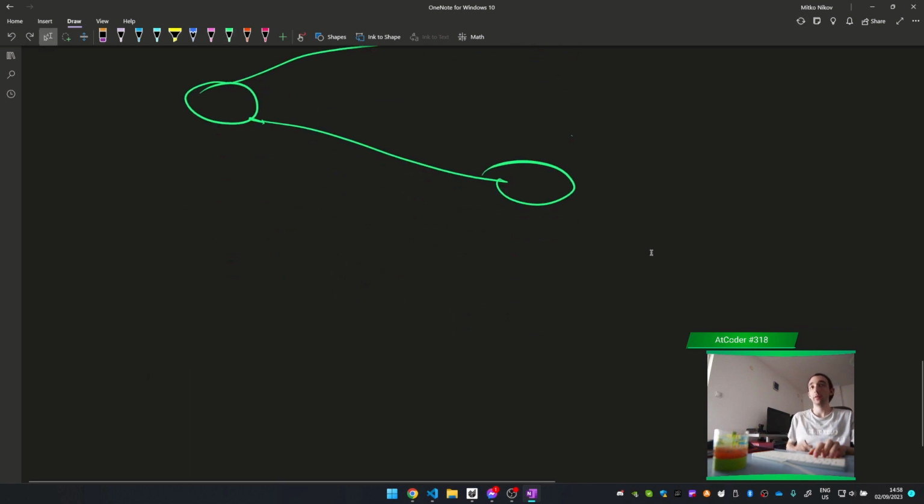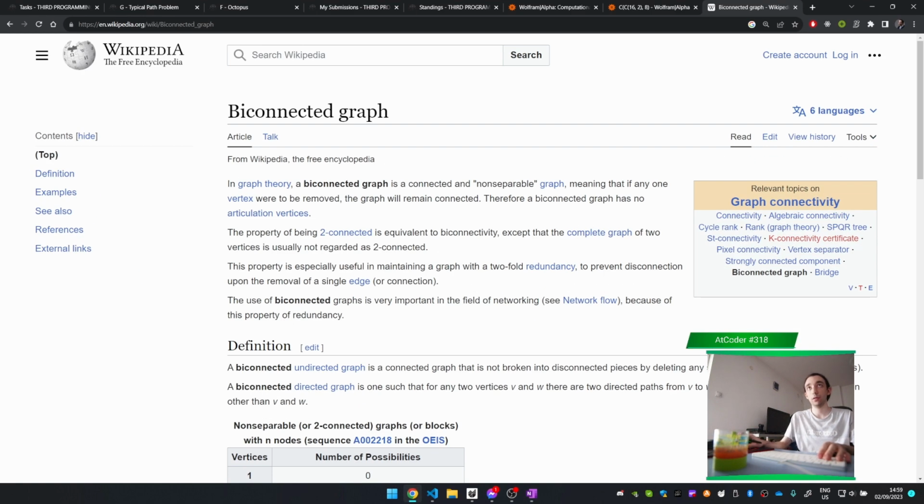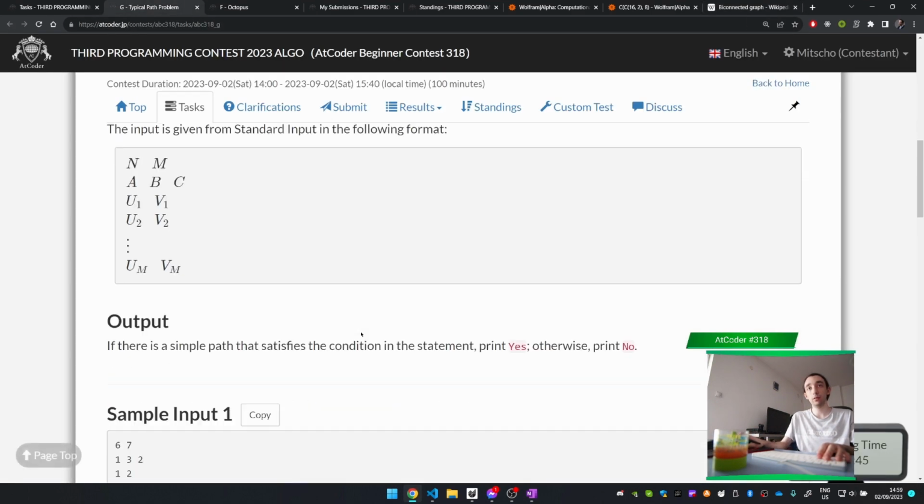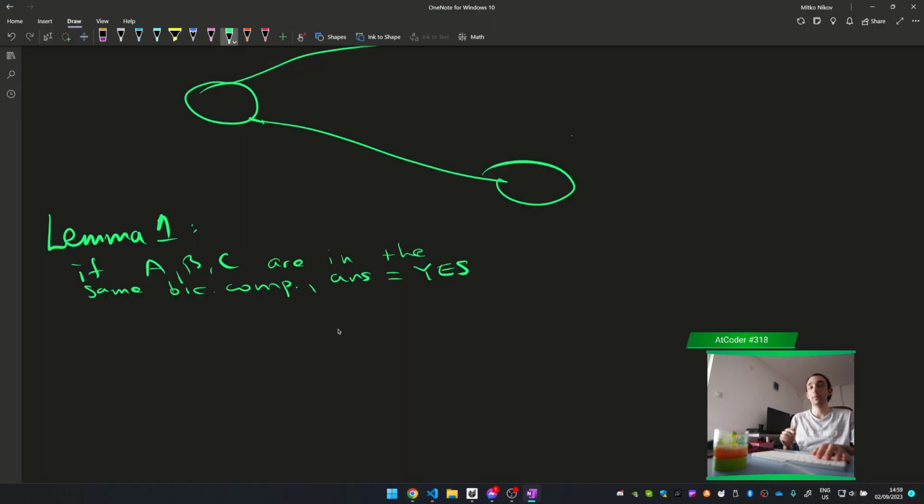So, okay, my first lemma is that definitely if A, B, and C are in the same biconnected component, the answer is yes, there is this path. Do we need to print it? No, we just answer yes. That's my first one.